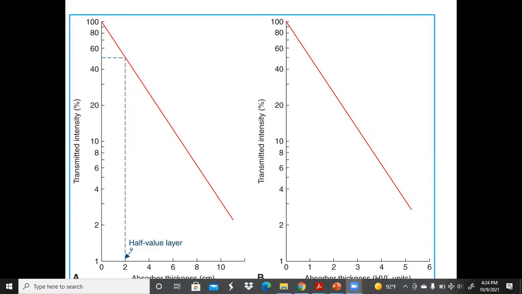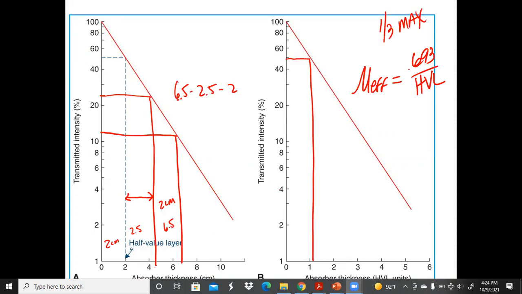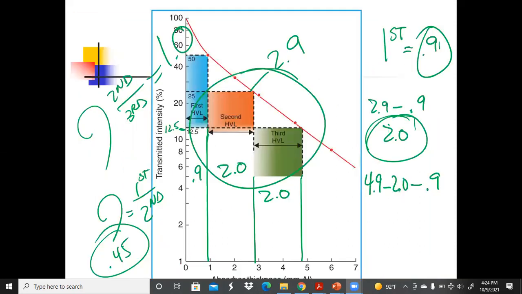So let's take a look here at the transmitted intensity. You can see here, this is basically the same graph that we had before, where you can see the half value layers hitting at certain values, or the 2, 4, 6 centimeters, so on and so forth. And then you have the absorbed thickness over here, which should be hitting at the same percentages. So you can see the first half value layer here, the second half value layer here, and the third half value layer here for this particular beam and how it's being attenuated using millimeters of aluminum.